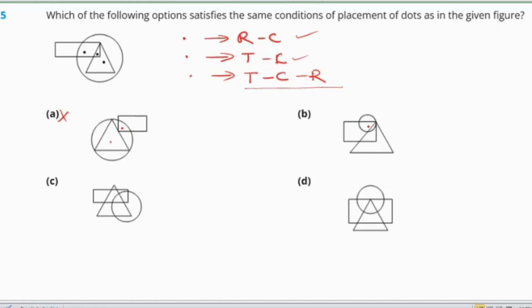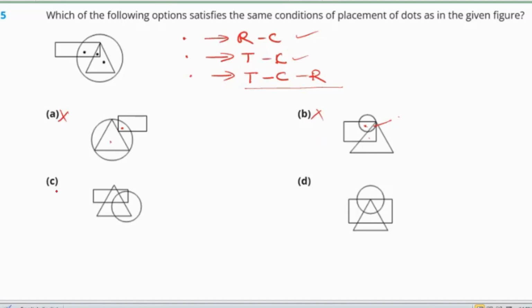If we are going with option B, yes, we can place one dot which covers circle and rectangle. We can place one dot which can cover triangle and rectangle, but we do not have any criteria like that. We have triangle and circle. But we cannot put any dot which can cover only triangle and circle. If we put one dot in this intersection part, this dot will cover all the three figures. So we do not have any part where only triangle and circle will be covered. So this is also the wrong option.